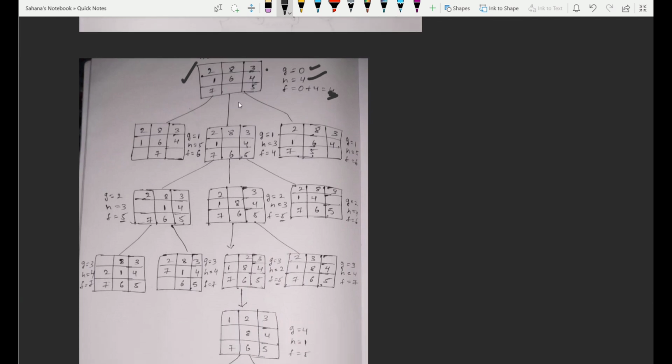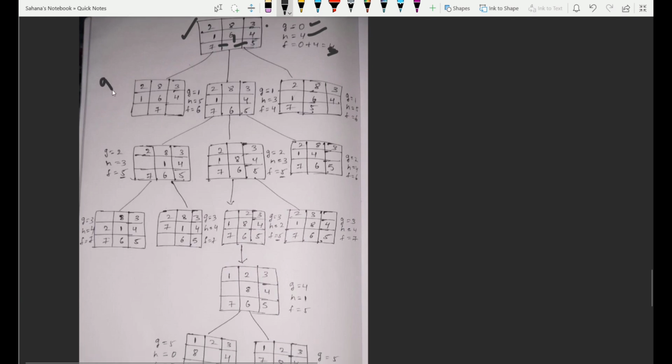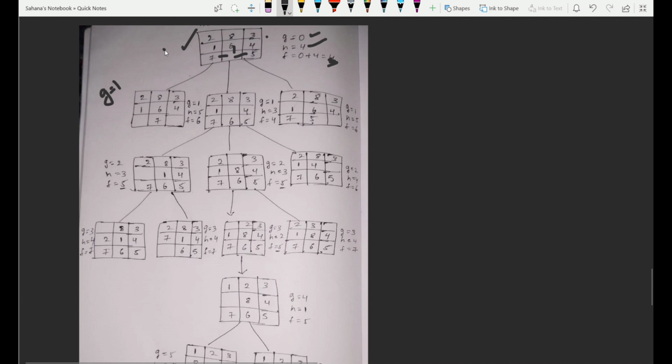Then again we will explore it. Why did it become 3 boxes? Because we can move this 6 in 3 ways: from above to down, like 5 to the left side and then the right side. So 3 boxes will come. Then g value will be 1, because it is the first level. What we did is the 0th level, this is the first level, so g value will be 1. In this box, the value will be 5. I forgot to write this. This 7 is there, so 7 will be pushed to the right side.